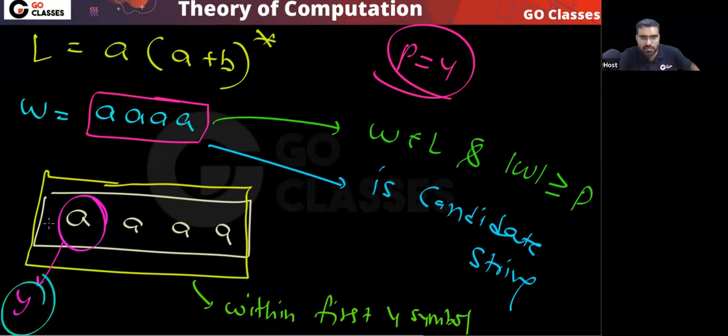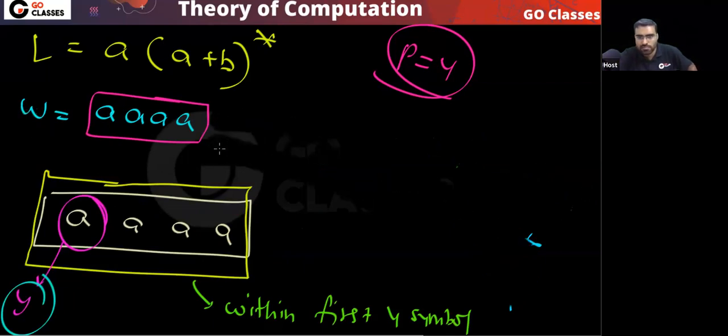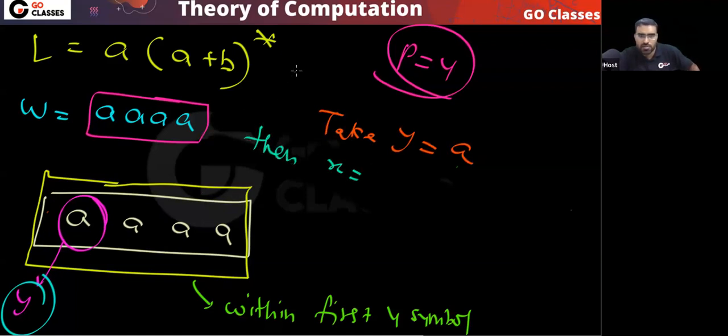So here, what is your x? If this is your y, take y equal to this. Tell me, if I take this y, then what is your x? Your x is empty. If I take y equal to a, then you can easily notice that x will be the empty string.